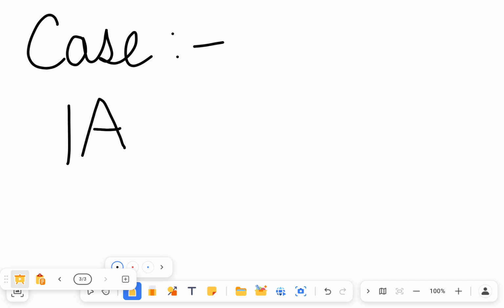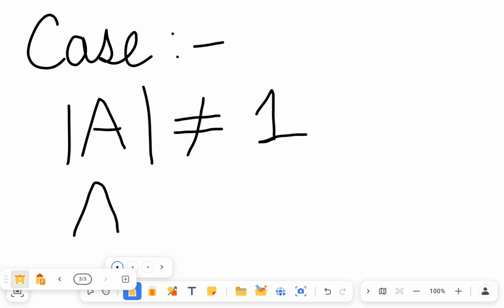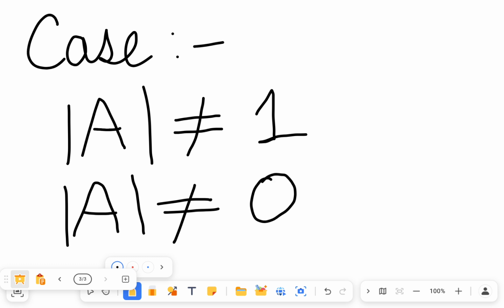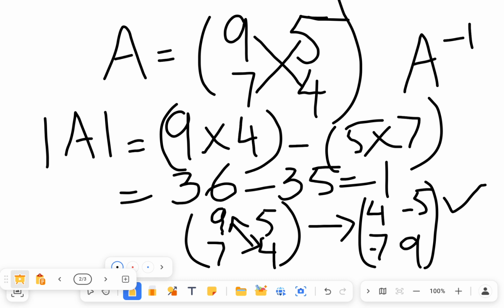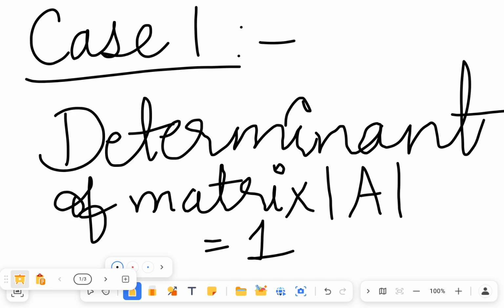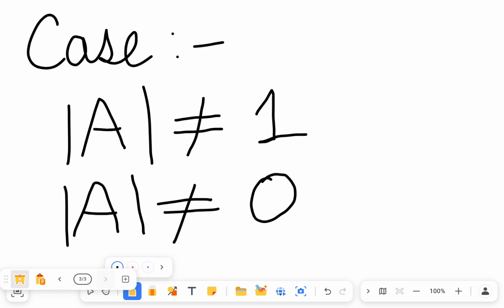Okay. Now let's have a look at another case. Case 2 is when the determinant is neither 1 nor 0. In the previous case, the determinant of the matrix was 1. Now, in this case, the determinant is neither 1 nor 0.